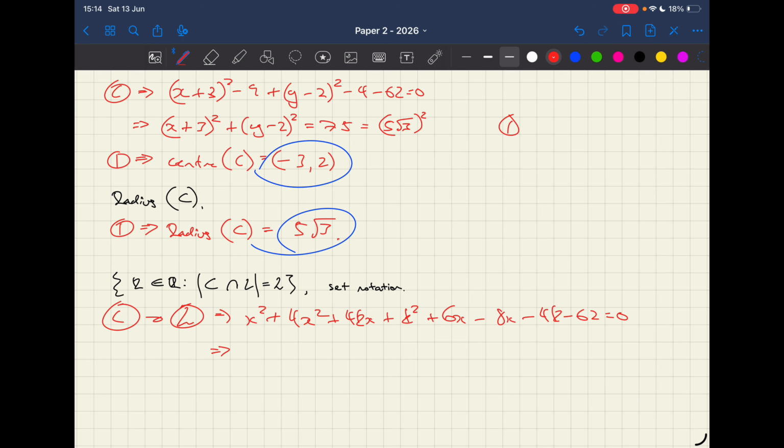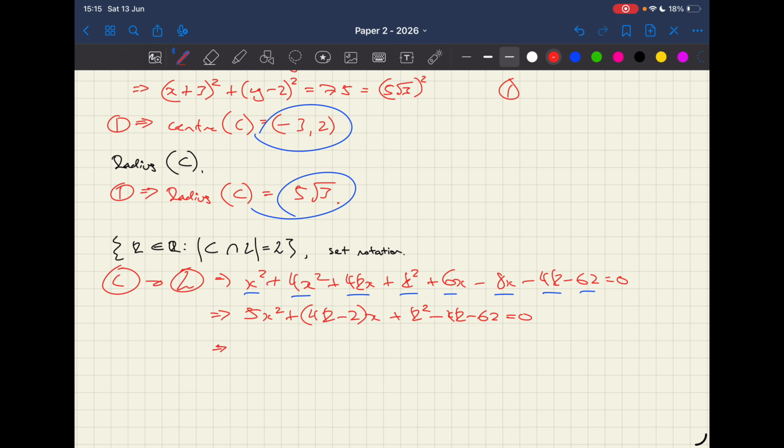Collect some stuff up. How many x squared do I have? I've got 5 at the front. How many x's have I got? Let's just tick some things off. So that's done, that's done. X's, I've got 4k plus 6 minus 8, so that's minus 2. Lots of x. And then how many normal numbers? I've got k squared minus 4k minus 62.